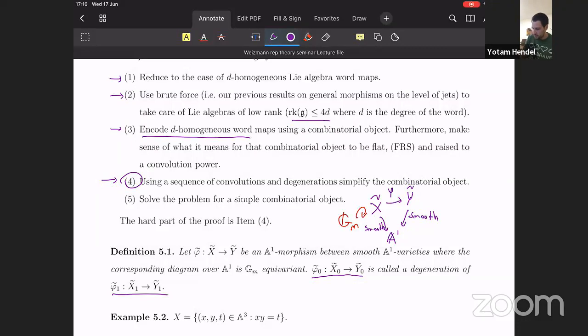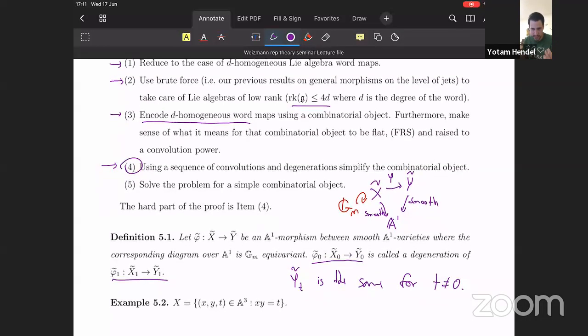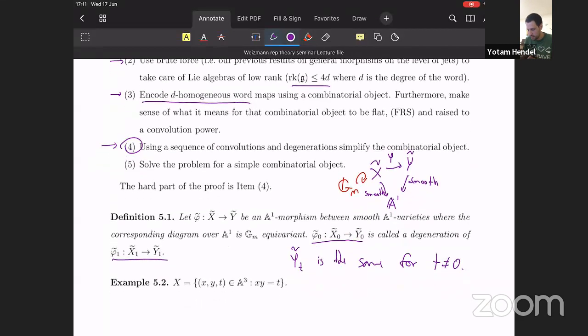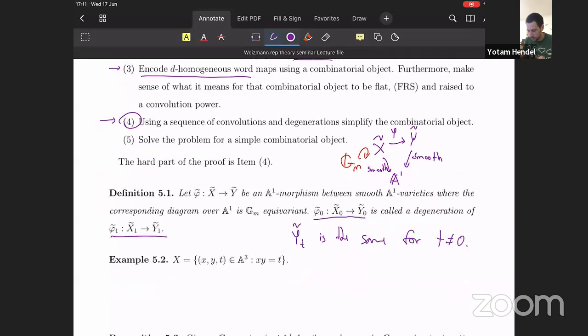And one thing to note is that because of the GM action, actually phi tilde t is the same whenever t is different than 0. So somehow, for every non-zero t, you get the same thing, and then when you hit 0, the fiber over 0 becomes something worse. And the general philosophy is that when you degenerate a morphism, it can only become worse. So you might have a simpler object, but you pay a price of just having some object with diminished singularity regularity properties.